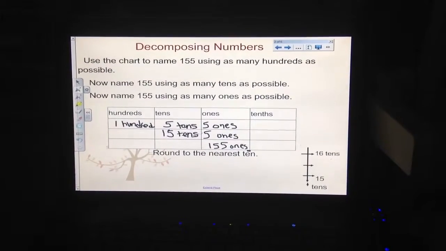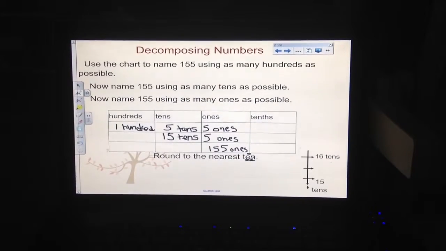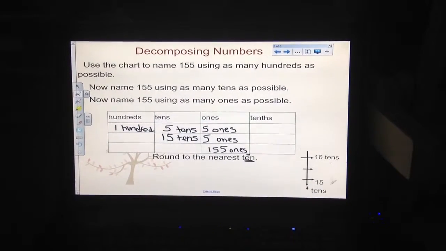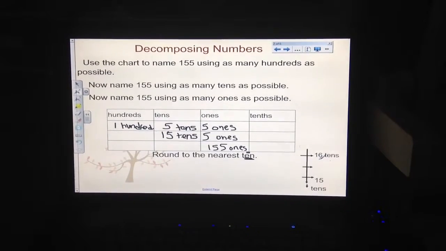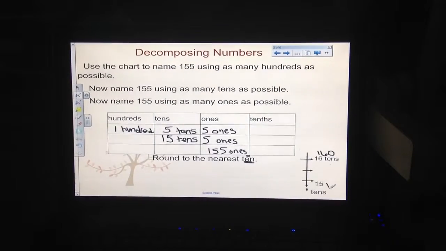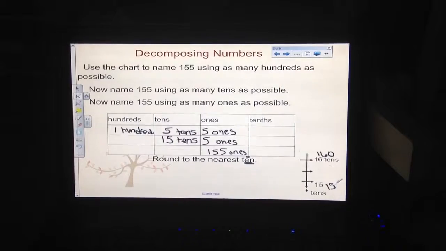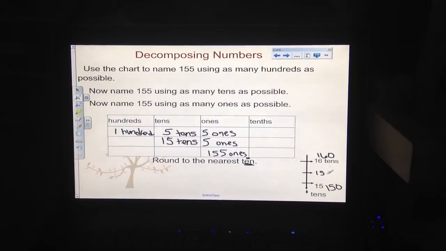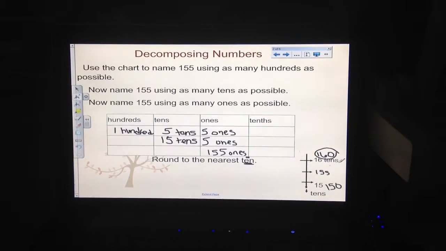If they're asking you to round to the nearest 10, I know that it's going to be between 15 tens, see how I have 15 tens, and 16 tens. 16 tens is the same thing as 160, and 15 tens is the same as 150. So the midpoint is 155. If it's the midpoint or higher, you round up. So my answer would be 160.